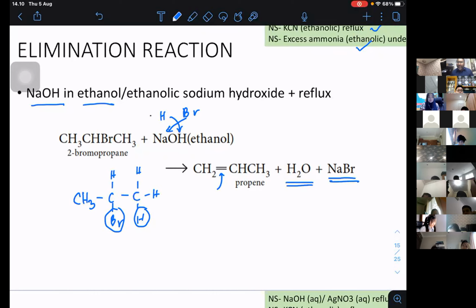So the difference over here is, rather than forming alcohol, you are eliminating; the presence of ethanol is going to cause an elimination reaction. So you are not going to have nucleophilic substitution, you are going to have elimination reaction. Do not confuse them and say elimination is part of nucleophilic substitution. That is wrong. This is going to be different. You are removing, so it's going to be elimination.